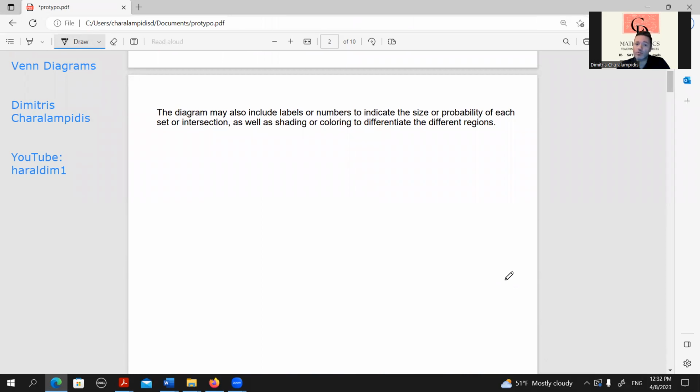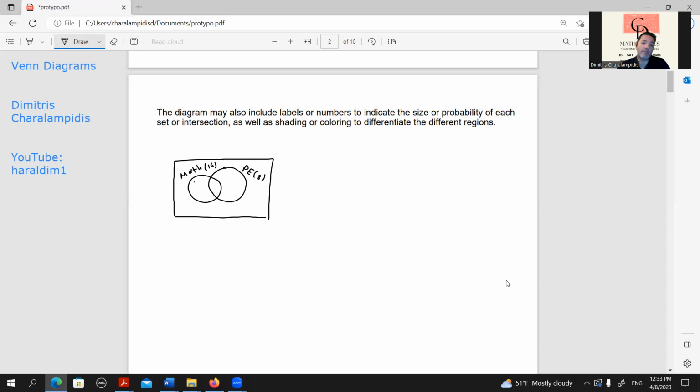A Venn diagram may also include labels or numbers to indicate the size or probability of each set, of each event, of each intersection, and so on, as well as shading or coloring to differentiate different regions. So, for example, we could have this Venn diagram. This could have the label of math. This could have the label of PE. And inside that, we could have, let's say, that 16 and that 8. And this would denote, for instance, that in the event of math, there are 16 persons. In the event of PE, there are 8 persons.